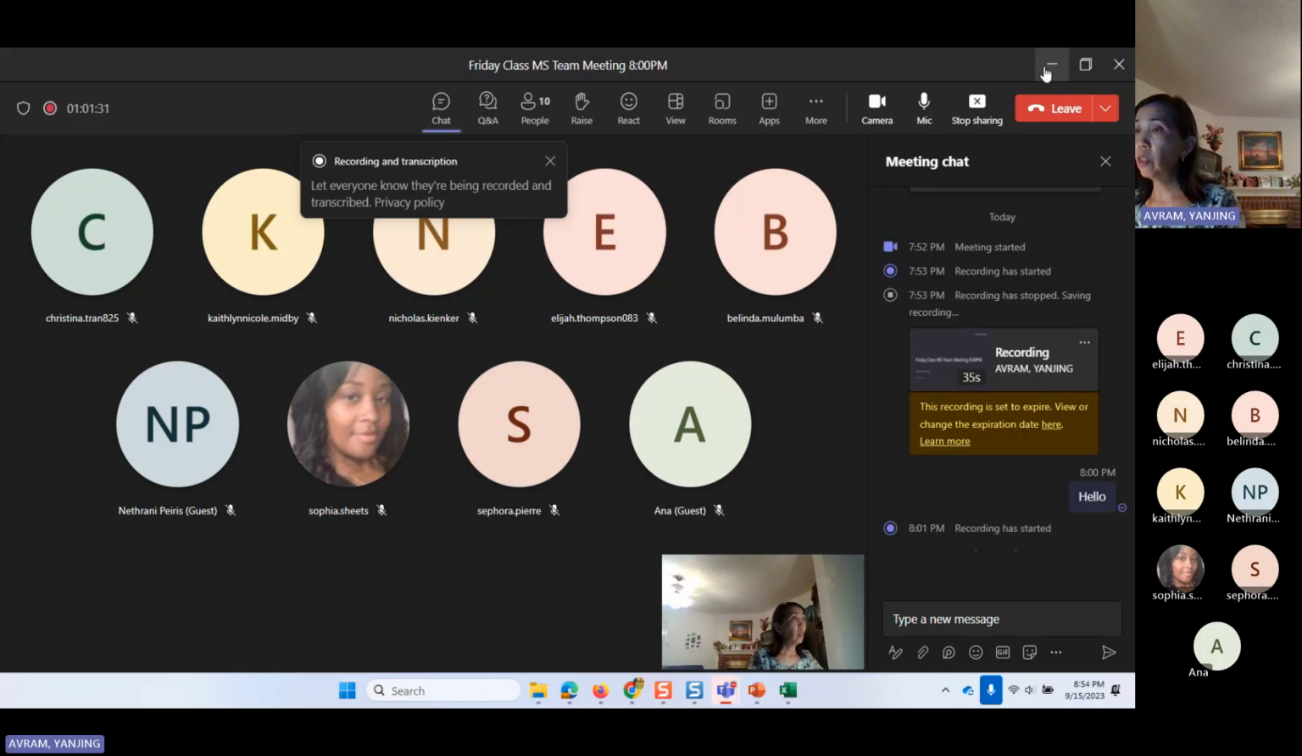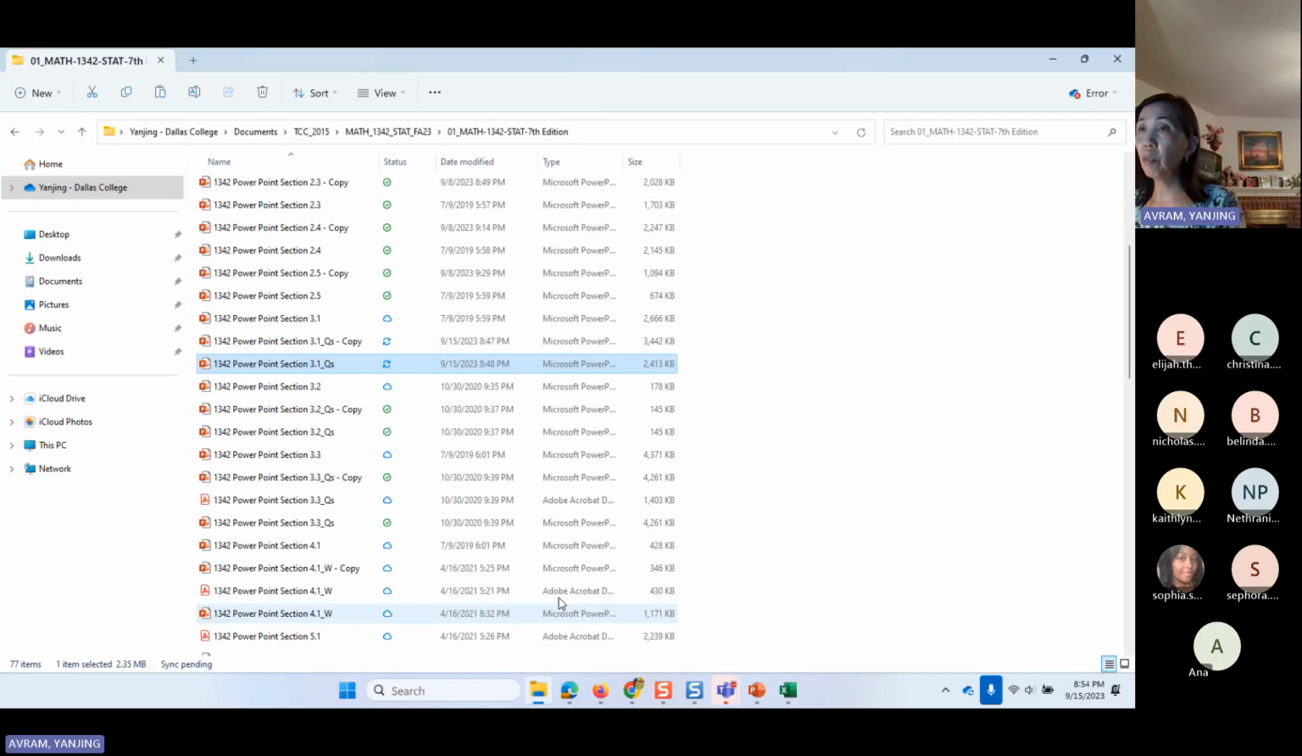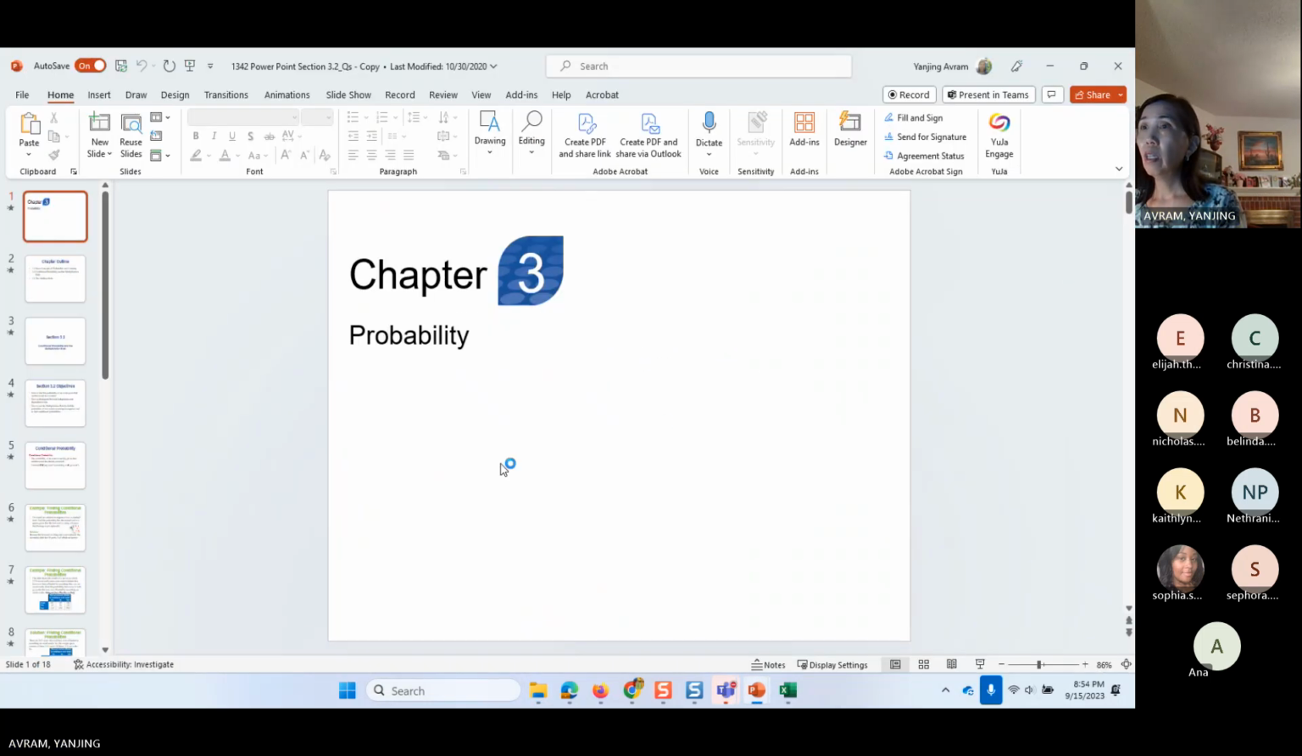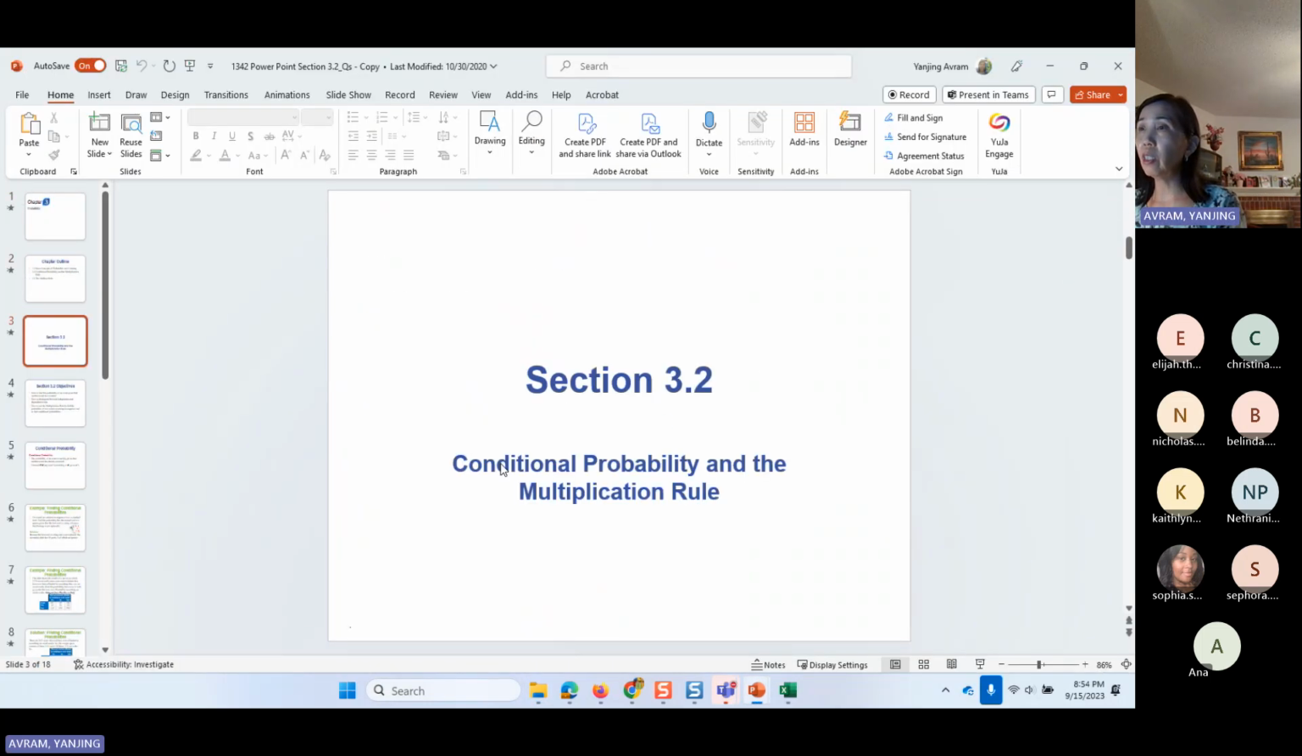All right, so that's the first section. We have a few more sections to go. The second one here is conditional probability and the multiplication rule.